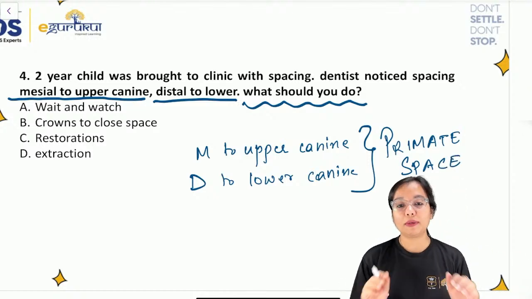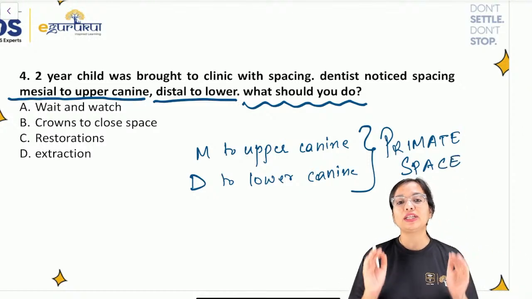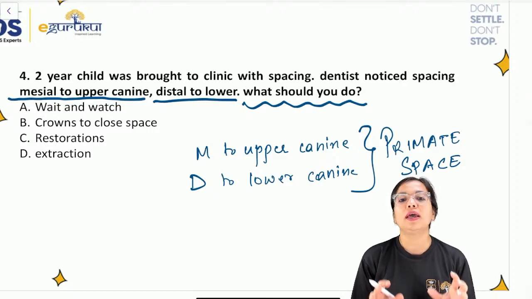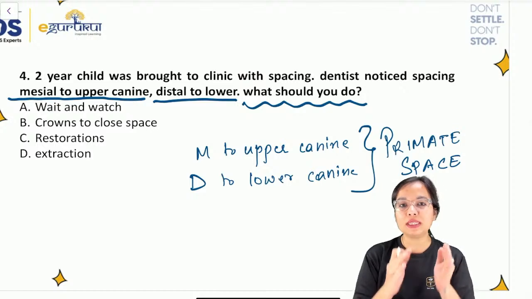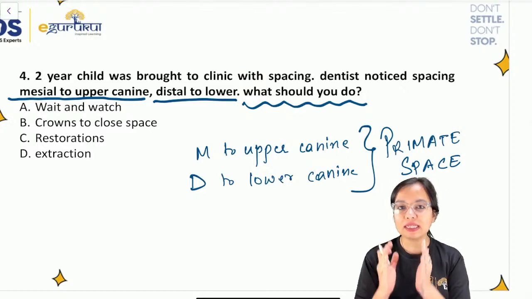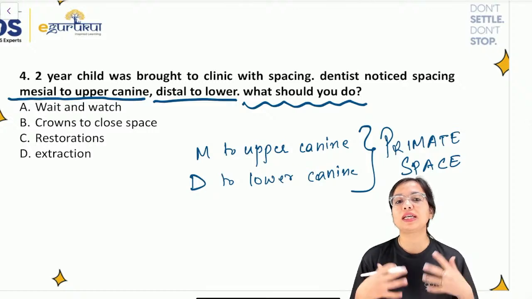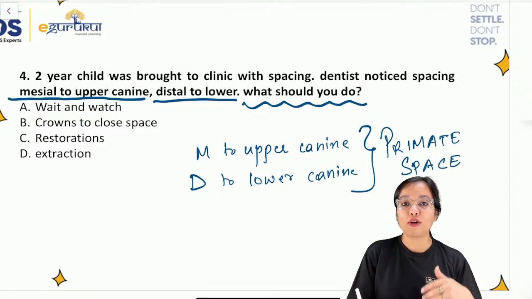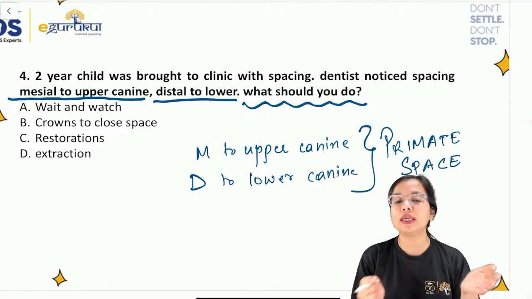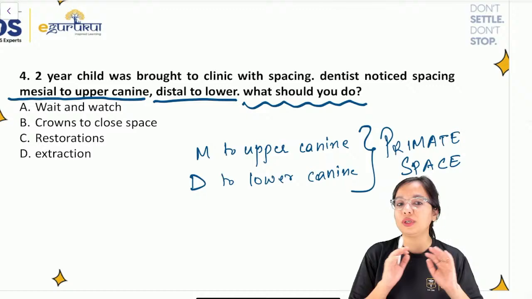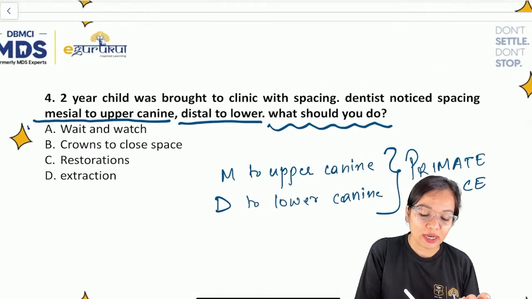So what are primate spaces? Primate spaces are naturally occurring spaces that are present in the primary dentition and are specifically present mesial to the maxillary canine and distal to the mandibular canine. Since they naturally occur, they are a type of self-correcting anomaly in the primary dentition, and that is why you should do nothing for this child. You should just wait and watch.